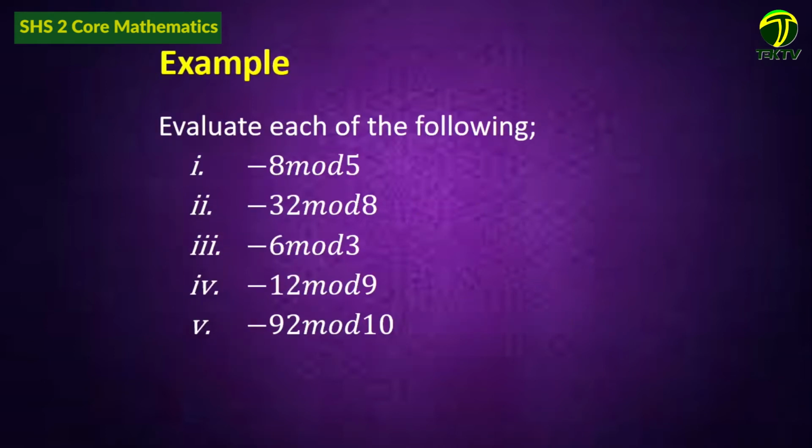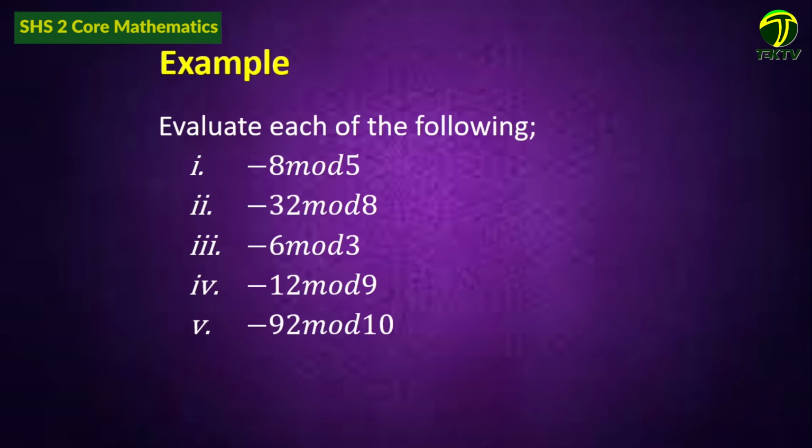Let's take, for instance, neg 8 in mod 5. In this case, neg 8 plus 5 will give you neg 3, which is still a negative. So you add the 5 to it again. Now neg 3 plus 5 will give you what? 2. In this case, it means neg 8 in mod 5 equals 2, because we have already said that we need to add the mod to the number until we get 0 or a positive number. The first 0 or the first positive number obtained is the answer.